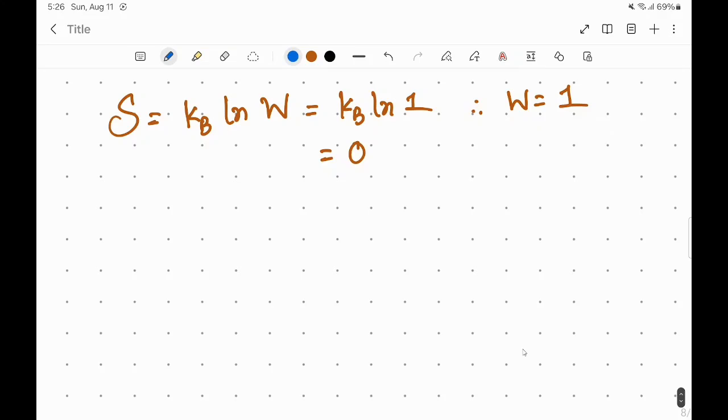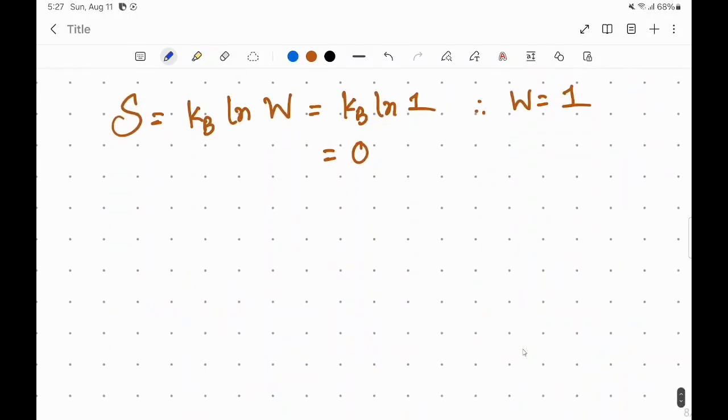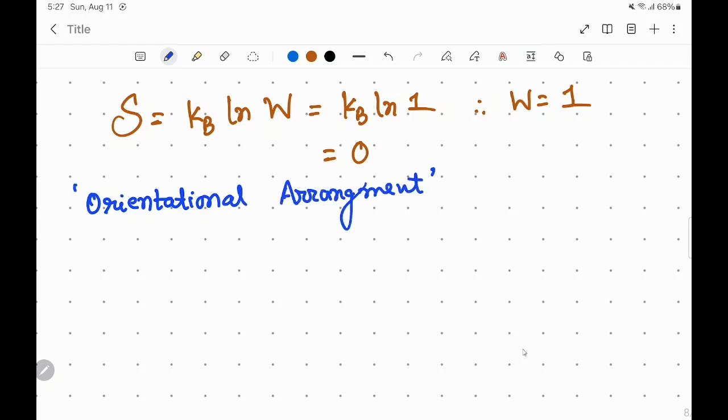Let's consider CO, and how that arrangement is generated. There is no vibrational arrangement, no rotational arrangement, no translational arrangement. Of all the energy levels, only the ground state is filled. So where is the arrangement coming from? That arrangement is coming due to the orientation of the molecule. So only one thing is left, that is orientation. Orientational arrangement is left, so that we have to consider.